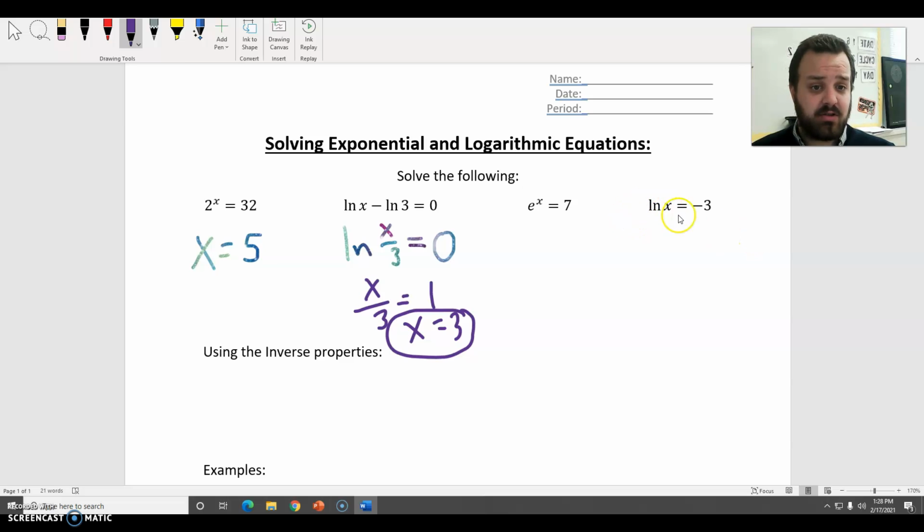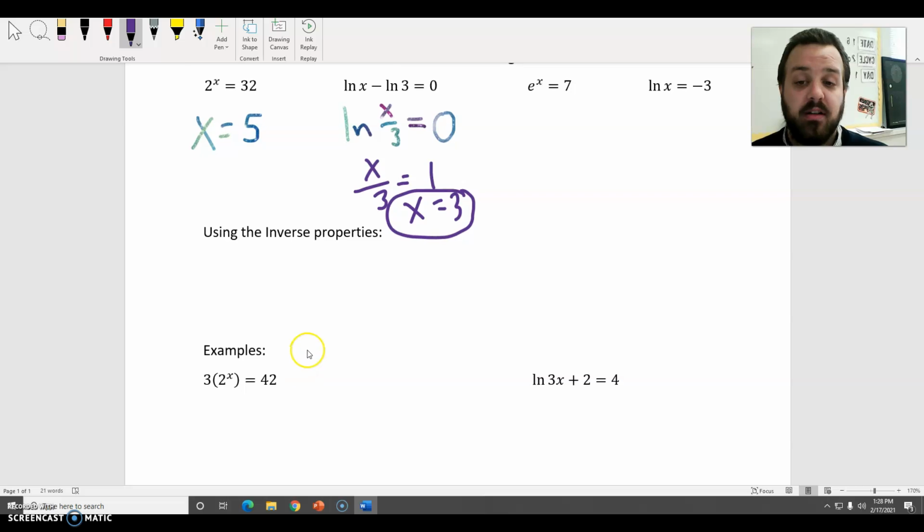Same thing with this one over here, the natural log of x equals negative 3. When does the natural log of x equal negative 3? I don't know. It's going to be some really crazy number that gives us that. How do I do that? That's where the inverse properties are going to come in and help us. Basically, if I see a logarithm or an exponential, the inverse to get rid of them is by composing them with an exponential or a logarithm. These are properties we talked about before. e to the natural log of x equals x, and the natural log of e to the x equals x.